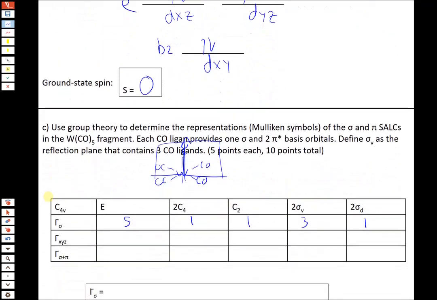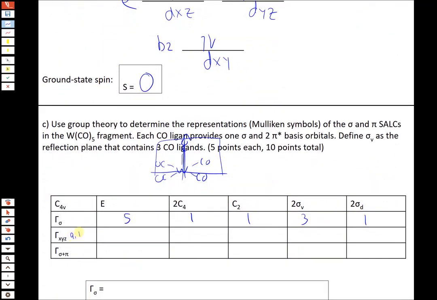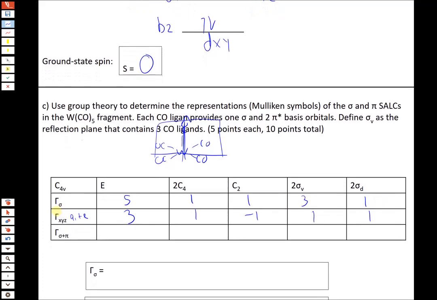Alright, so again, that XYZ is going to be A1 plus E for this point group, which comes out to 3, 1, minus 1, plus 1, plus 1. We add those 2 representations together, and then the product of those gives us sigma and pi together. So 5 times 3 is 15, 1 times 1 is 1, 1 times minus 1 is minus 1, 3 and 1.